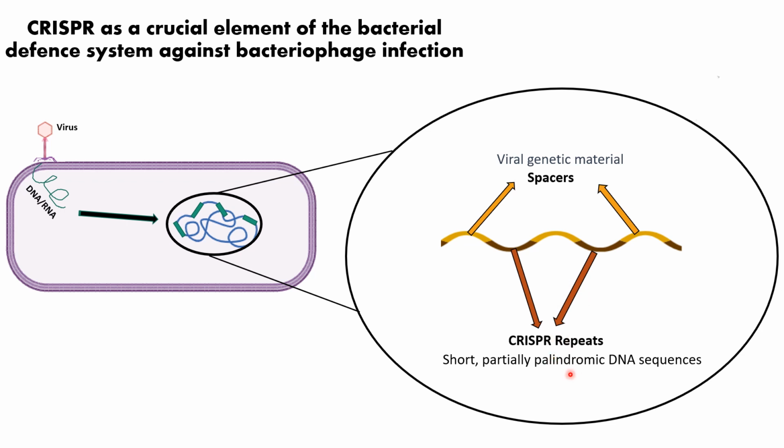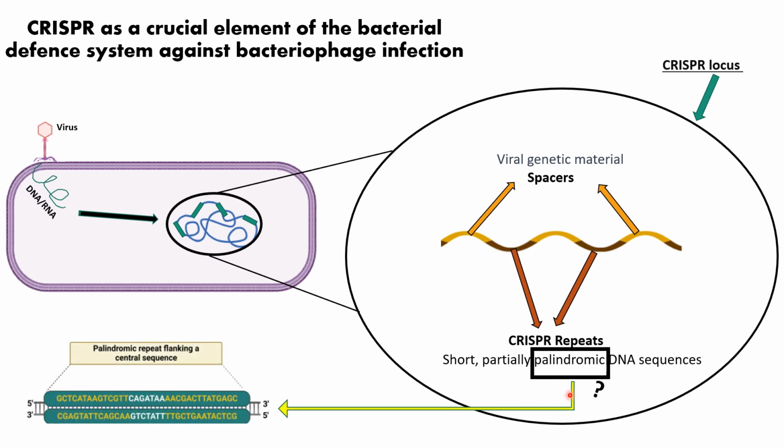If you are asking what palindromic means, and also what the whole thing here means: spacers together with CRISPR repeats are called the CRISPR locus. So this whole area of the DNA is called the CRISPR locus. The word palindromic means that the sequence reads the same from both sides. So read from 5' to 3', it's the same sequence as read 5' to 3' on the antisense strand. And these are the CRISPR repeats.